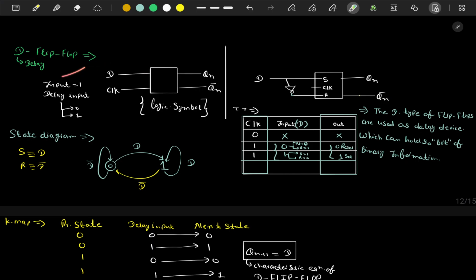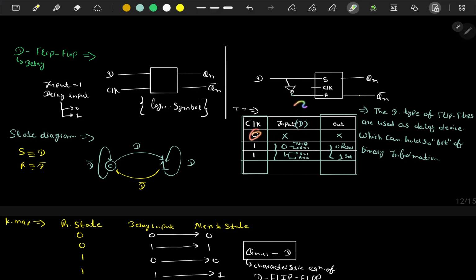So D means P here, input is 1 and delay input is P. Delay input can be 0 or 1. So what we are doing is the same, but we are introducing a clock in our logic circuit. Here we can say this is S, this is R, and this is the delay input. If 0 is here, then 1 will be here. If 1 is here, then 0 will be.